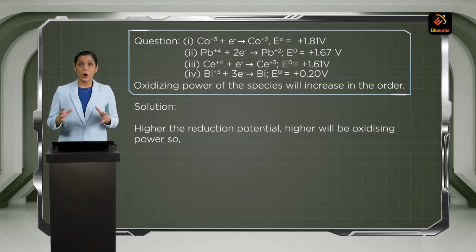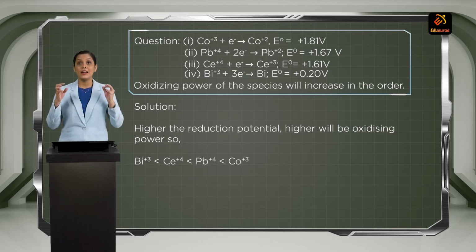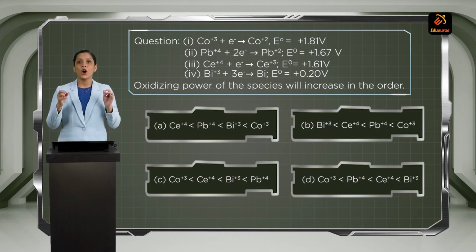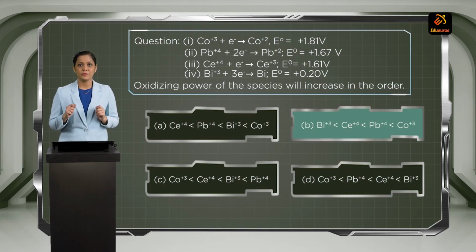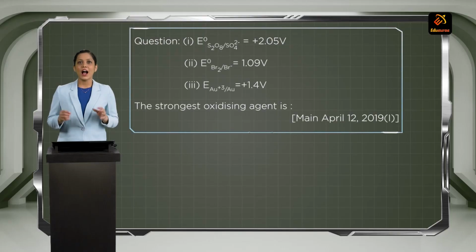So, the correct order here will be bismuth plus 3 less than cerium plus 4 less than lead plus 4 and less than cobalt plus 3. So, the correct option here is option B. Now, moving on to the next question. Given are again few values of reduction potentials.